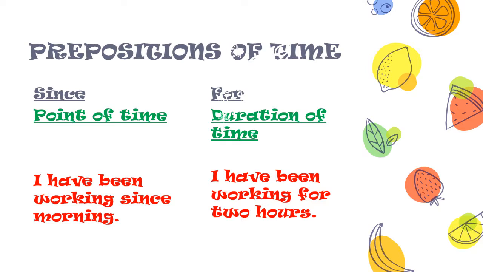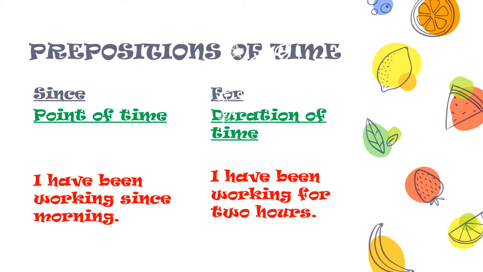As it is clear through these examples, I have been working since morning means an exact time is mentioned here. Even if it were written over here, I have been working since 9 a.m., then also you would use since, because we are telling here about a specific or exact time.